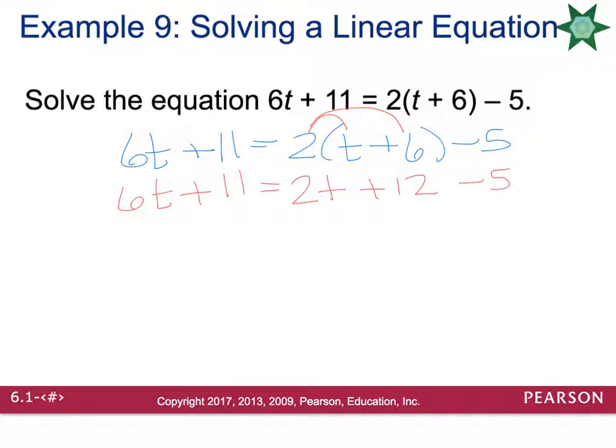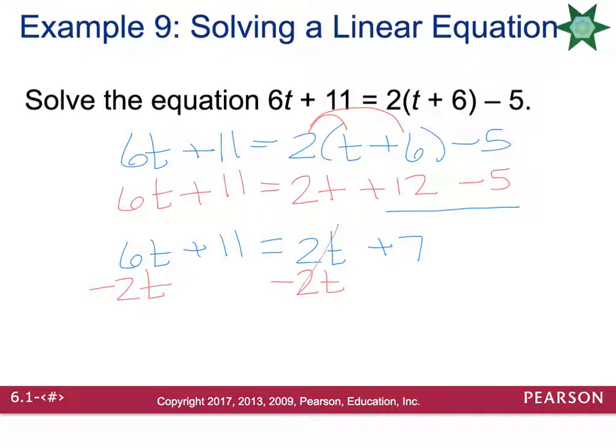Then you look at each side of the equation to see if there's any like terms that can combine. On the right-hand side, you can combine the 12 and the minus 5, which will make 7. Then in general, you want to try to get all the variables to one side. So I'm going to move the 2t with subtraction. Then I'm going to move the 11 with subtraction.